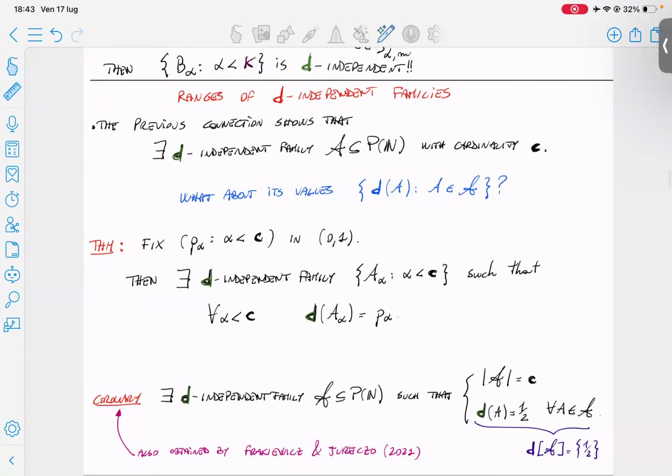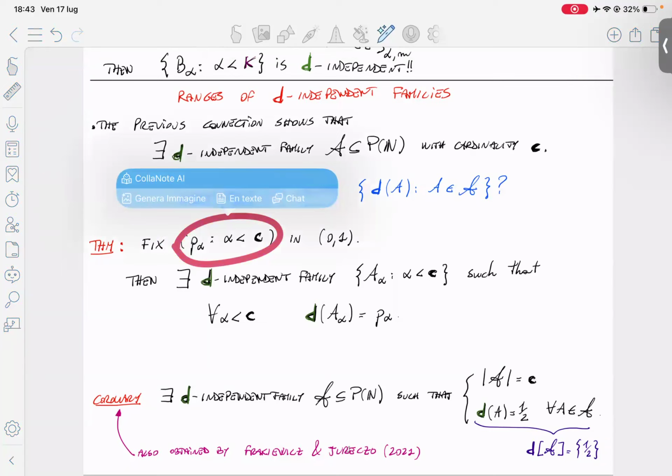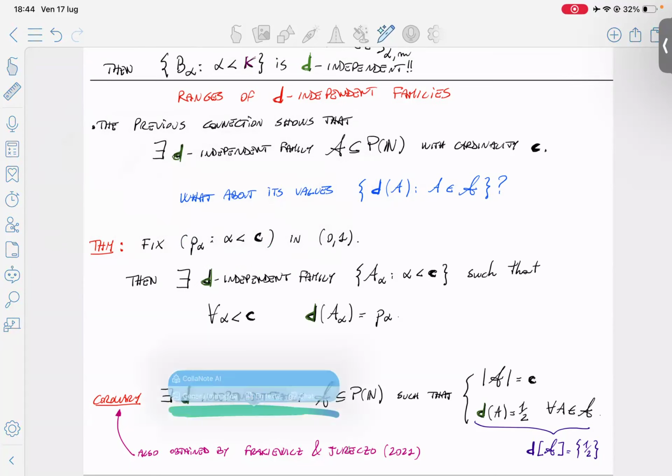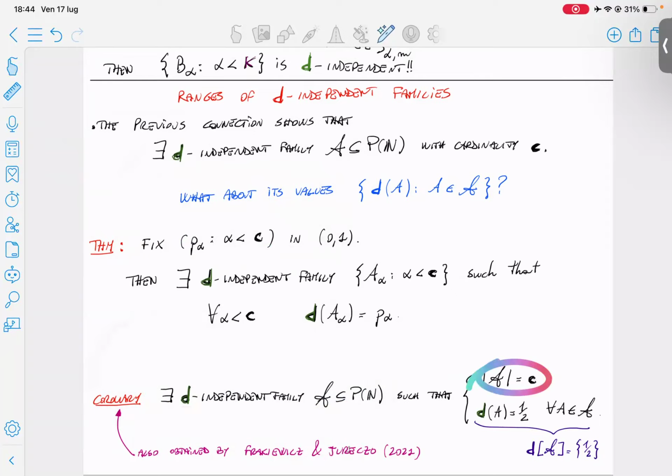As a corollary, choose P alpha equal to 1/2 for every alpha. We can do it, because we didn't say that the P alpha are distinct. So the first corollary is that there exists a D-independent family of cardinality C such that, moreover, all the sets have probability 1/2 for every element of the independent family. Now, this corollary was already obtained some years ago by Frankiewicz and Jureczko, and their methods were completely different.